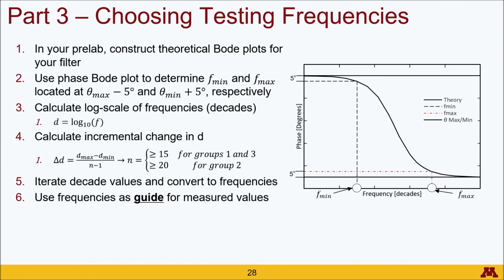And so for your phase Bode plot, you will want to use that in determining your maximum and minimum testing frequency. And the reason why is because the oscilloscope has a difficult time reading signals within 5 degrees of your maximum and minimum phase shift. And so you'll use those as your cutoff points. And so this region here will be your effective testing range.